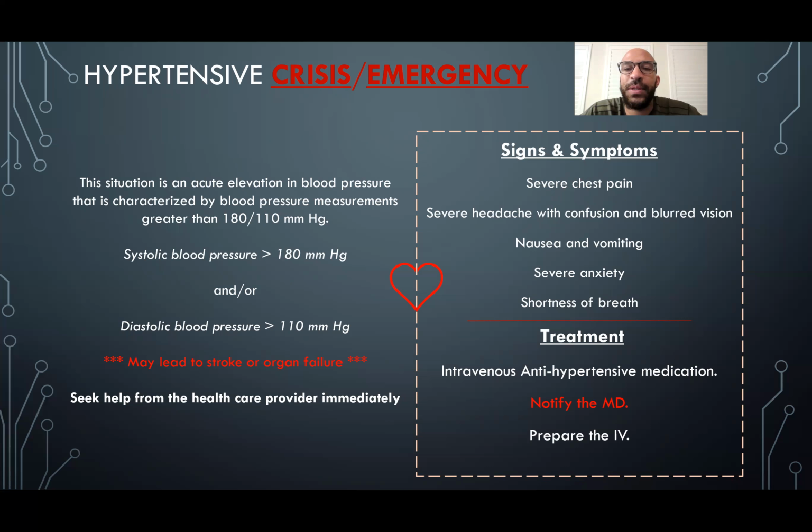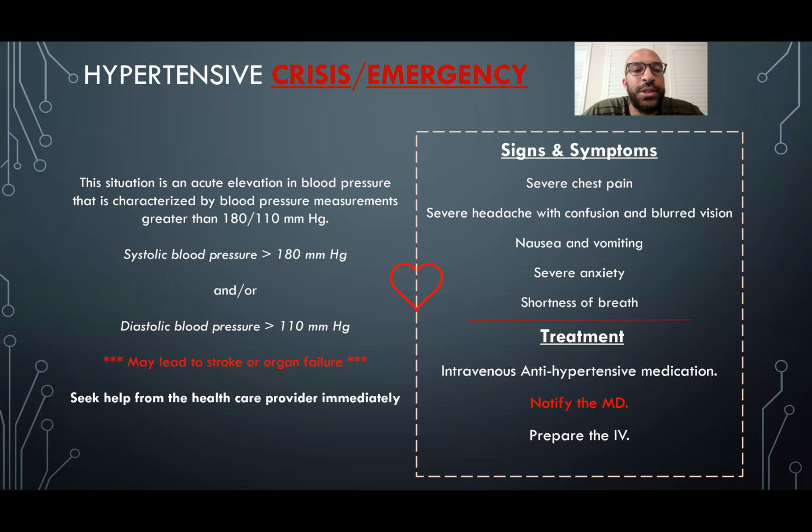What are some signs and symptoms? Some signs and symptoms that your patient may be going through a hypertensive crisis would be severe chest pain or headache with confusion and blurred vision. If they're feeling nauseous, just suddenly become very anxious or very short of breath, then the first thing we want to do is assess the patient, assess their vital signs, their heart rate, oxygen saturation, their blood sugar, and their blood pressure.